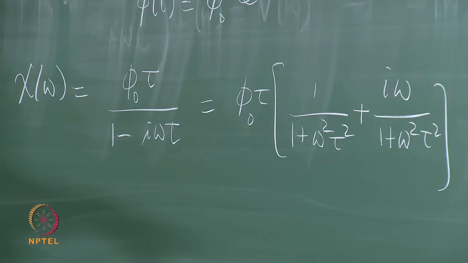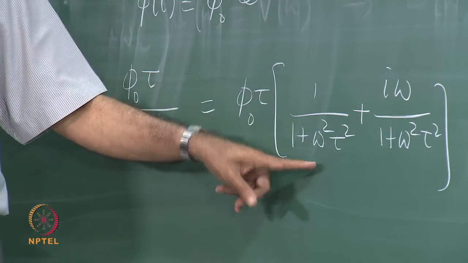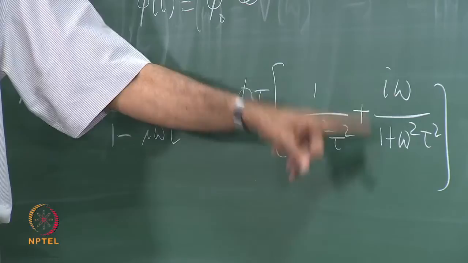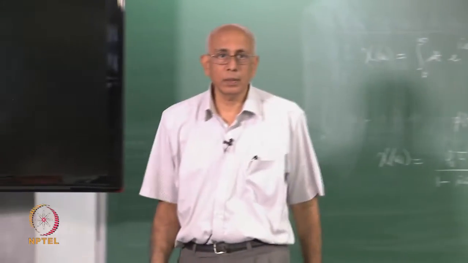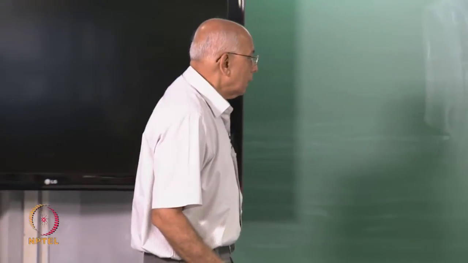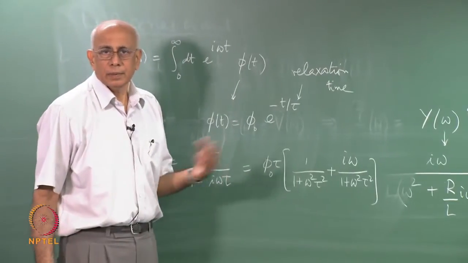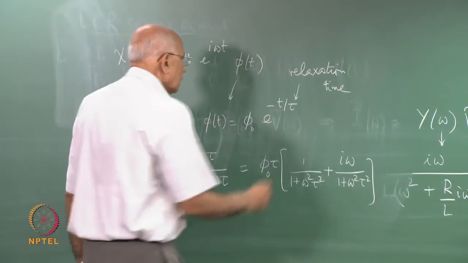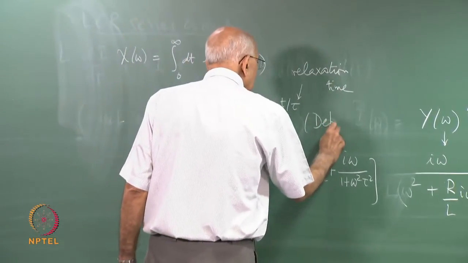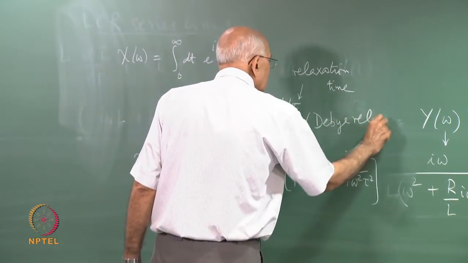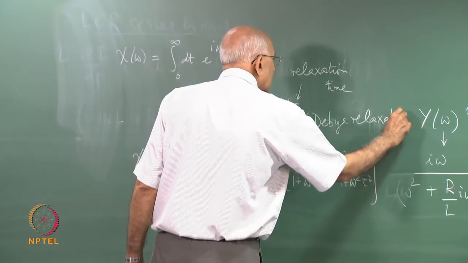So as promised, the real part is symmetric in omega, the imaginary part is an odd function of omega, exactly as we had seen on general grounds. This sort of thing is called Debye relaxation. This is a characteristic single relaxation time.